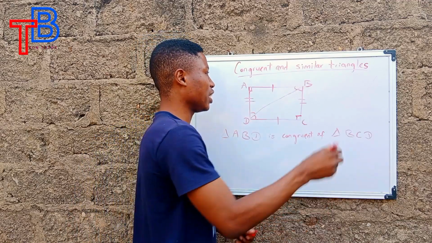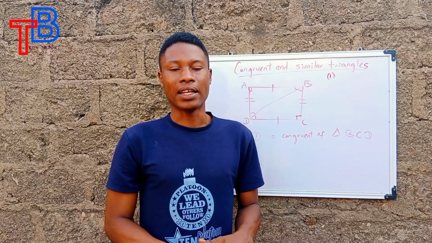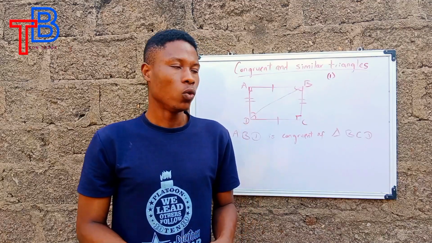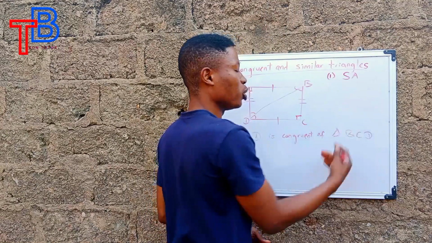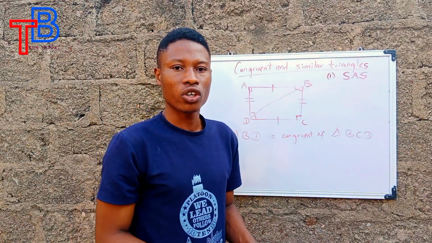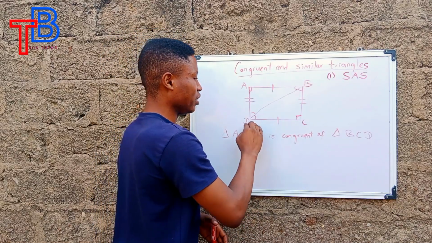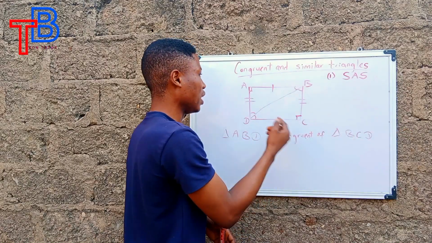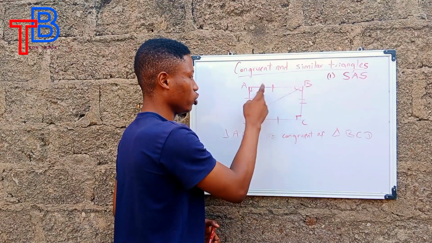The first condition is that the two triangles must have two sides that are equal, and the angle between those two equal sides must also be equal. That means the first side equals the other side, the angle between them equals the other angle, and another side is equal to the other side. Let's use this triangle as an example. This side and this side are equal to this side and this side, so we have two sides equal already. And the angle between the two equal sides is also equal for the two triangles.